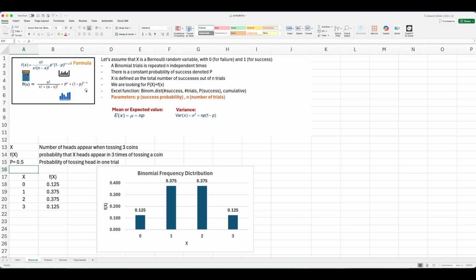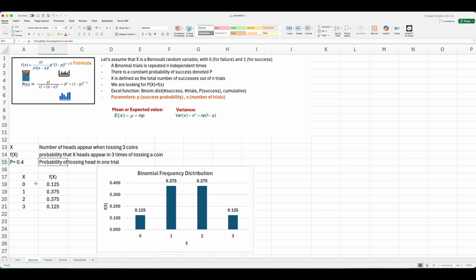So this is the summary of what we discussed. This is the binomial distribution function. n is the number of trials and x is the number of successes we are looking for in n trials. f of x is the probability that x successes can appear in n trials. Back to our 3 coin example, n is 3. f of x is the probability that x heads appear in 3 times of tossing a coin, or tossing 3 coins. The probability of success, let's assume, is 40%.